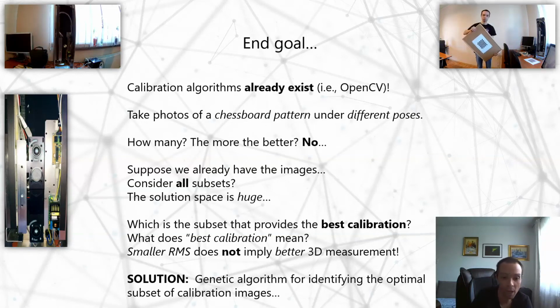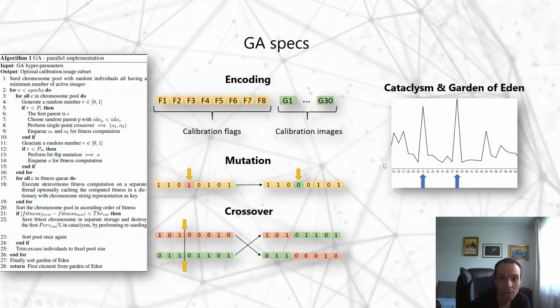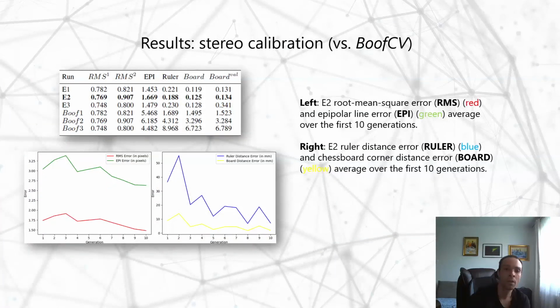So the solution we came up with is a genetic algorithm that identifies the optimal subset of calibration images. Basic genetic algorithm structure: chromosome encoding is binary encoding, bit flip mutation, single cut point crossover operator, and we added on top of these some sugar flavors, cataclysm and Garden of Eden, in order to help the algorithm escape local minima. The experimental results are very promising.